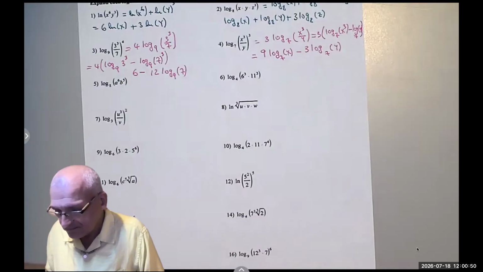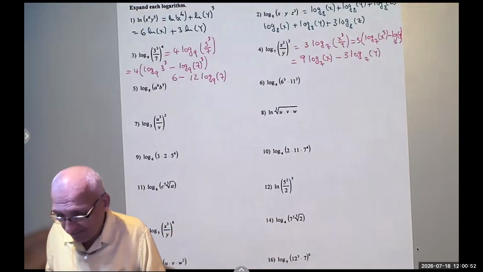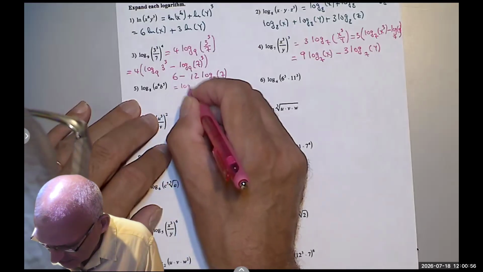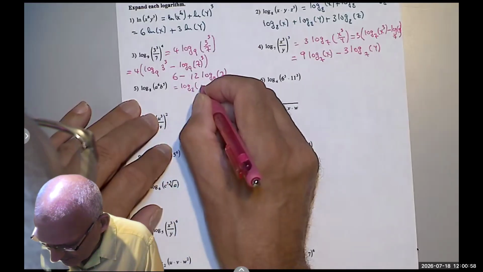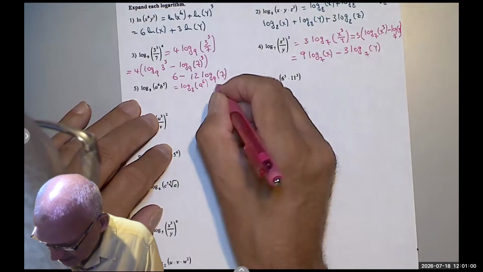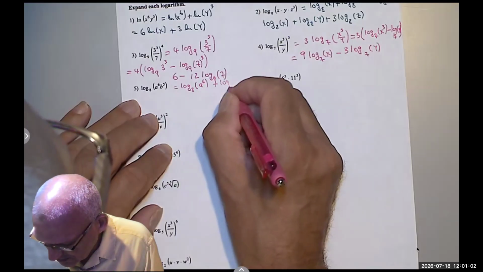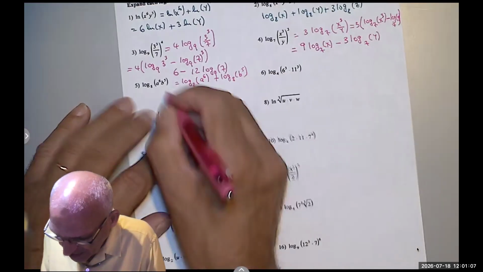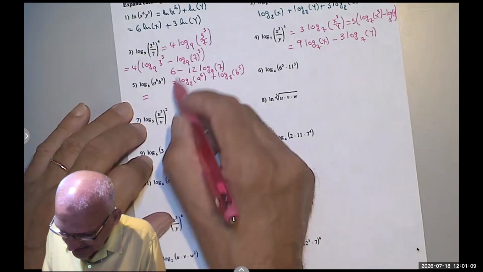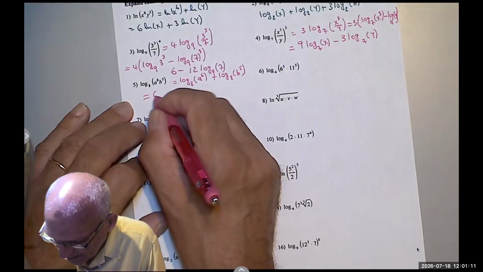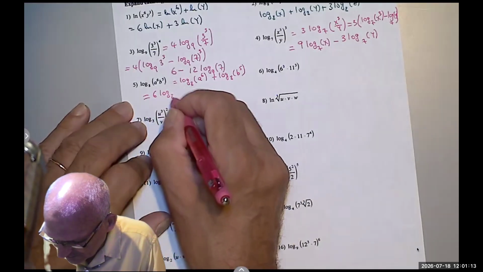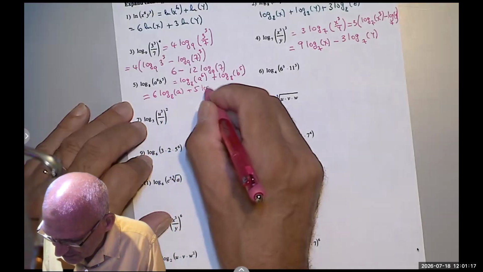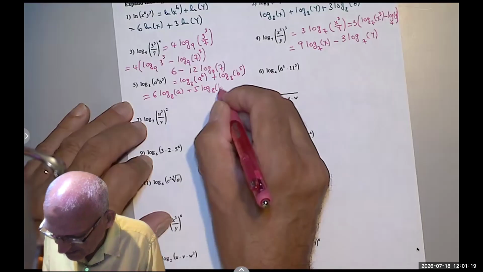Number 5. Well, this is log to the base 8 of a to the 6 plus log to the base 8 of b to the 5th. So it equals 6 log to the base 8 of a plus 5 log to the base 8 of b.